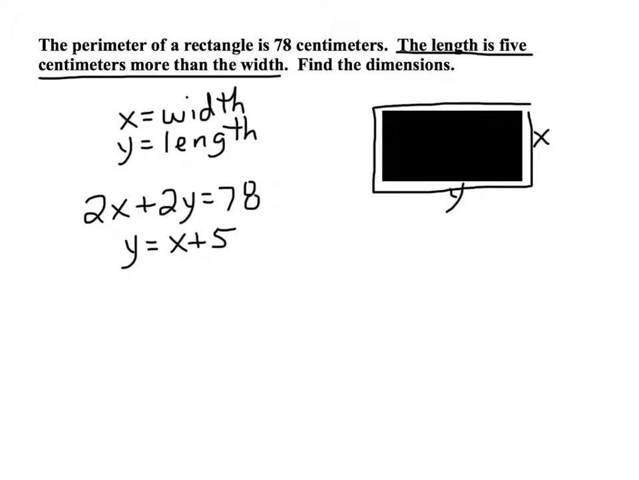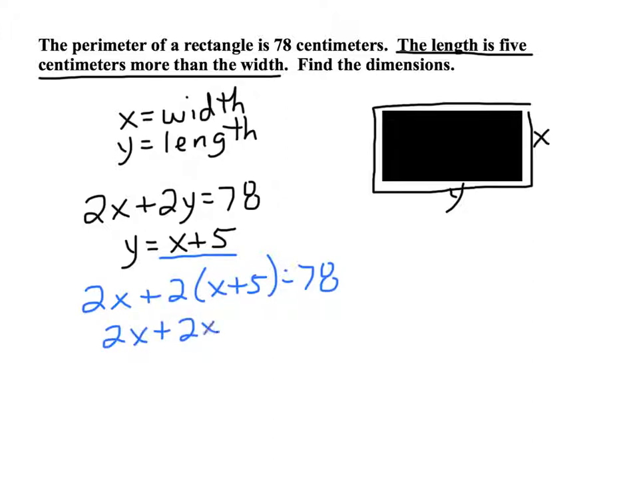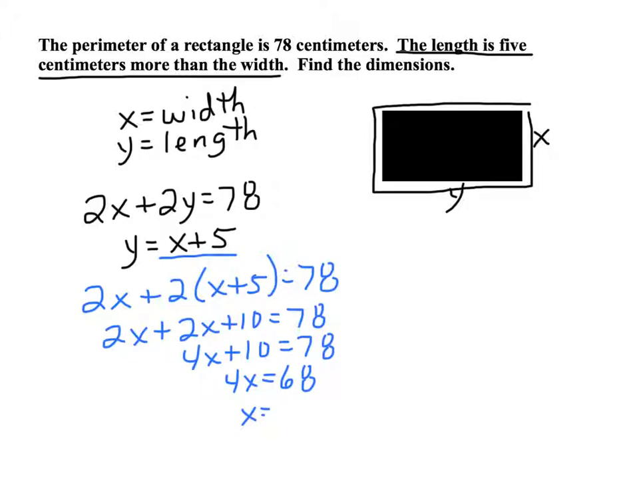Since this has one of them already solved for y, I would probably choose to solve this by substitution. So, since y is the same thing as x plus 5, I'm going to substitute that in for y in that top equation to create my third equation. As I solve this, you can see that I get 4x plus 10 is equal to 78, which means that 4x is equal to 68. So dividing by 4, that must mean that x is equal to 17.